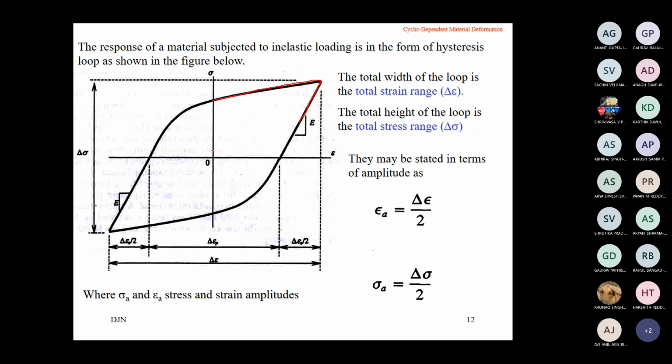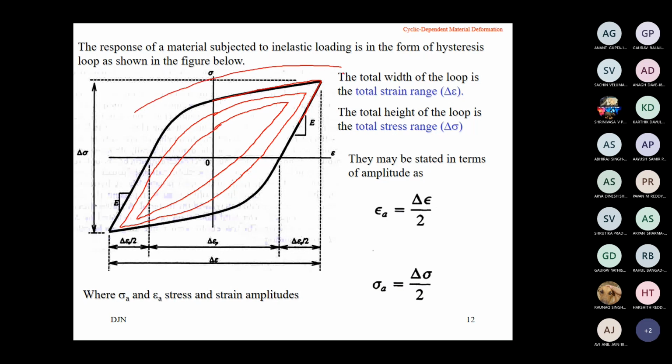Like this, multiple hysteresis curves should be generated, maybe one more hysteresis curve here. Similarly, one more hysteresis curve. Depending on the magnitude, it might vary in its shape. One more hysteresis loop. So like this, multiple hysteresis loops for the material should be generated.